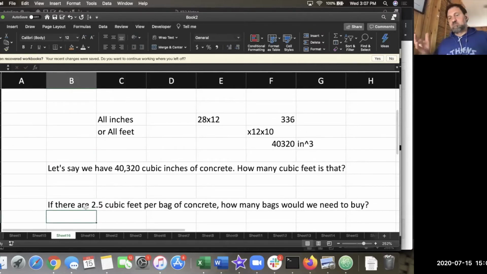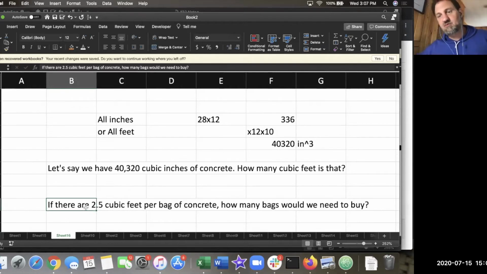When I did this in real life, I was very excited because this is a real application of conversions where it really makes a difference, because going to Menards to buy concrete bags is not fun. You don't want to have to do it twice. So if you can do it once by buying the appropriate number of bags, then life is good.